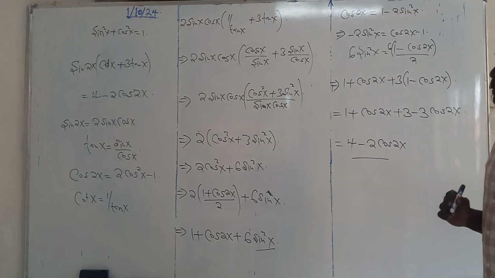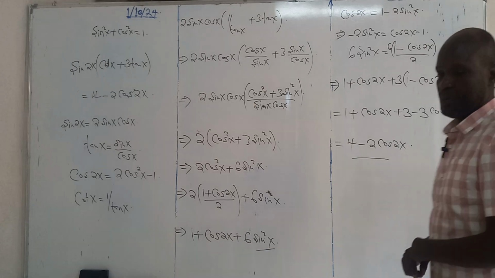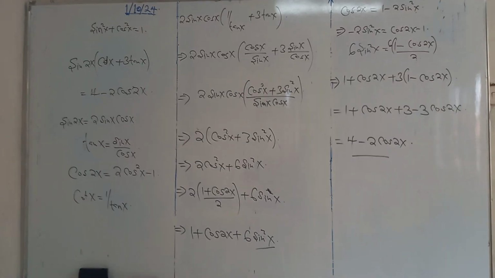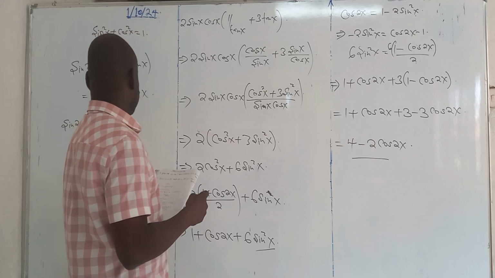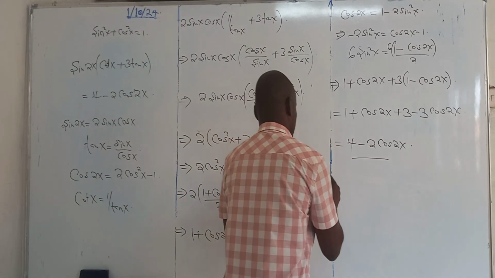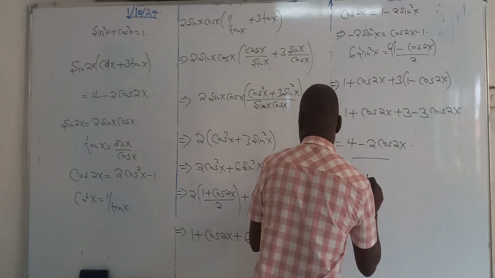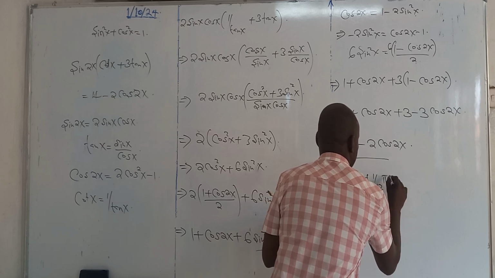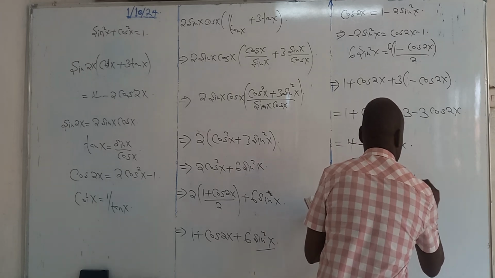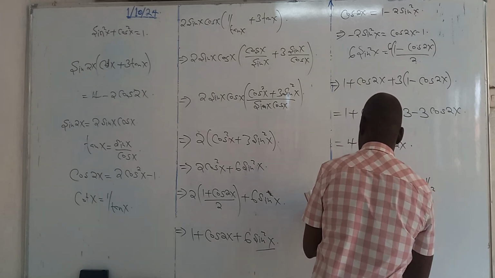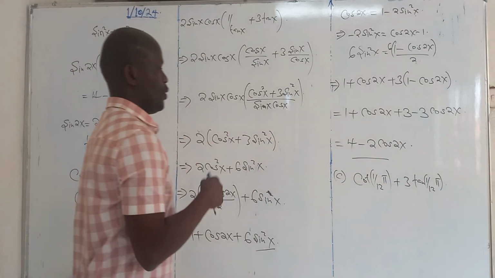So that's the answer to part A. Let's look at part B. Part B requires us to get the exact value of cot 1 over 12 pi plus 3 tan 1 over 12 pi. So we need to get the exact value of that.